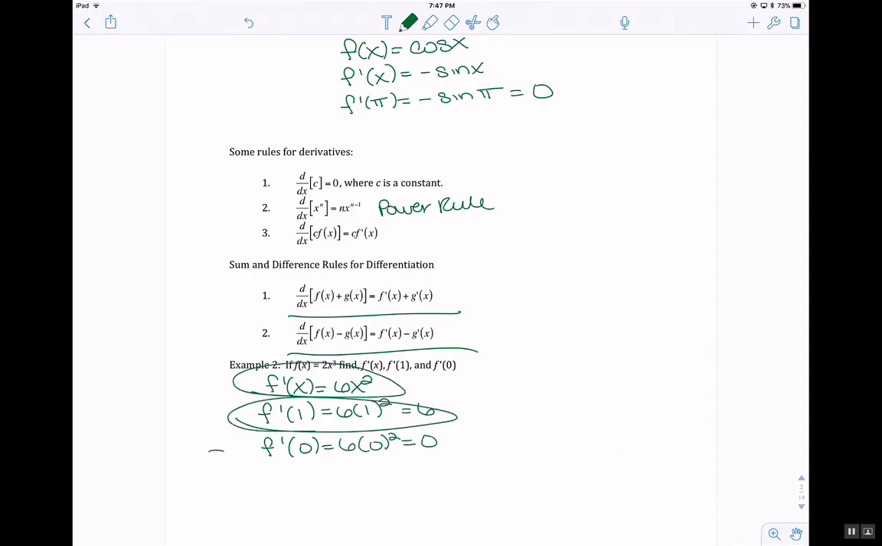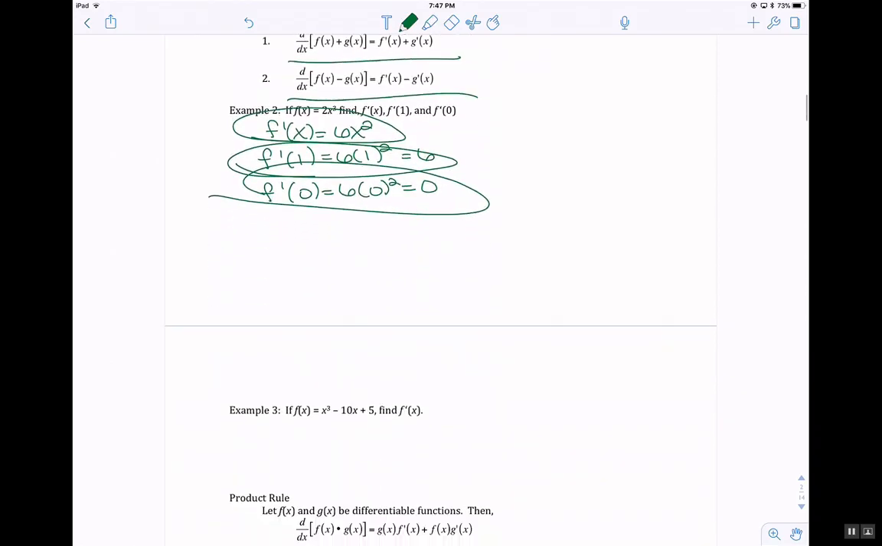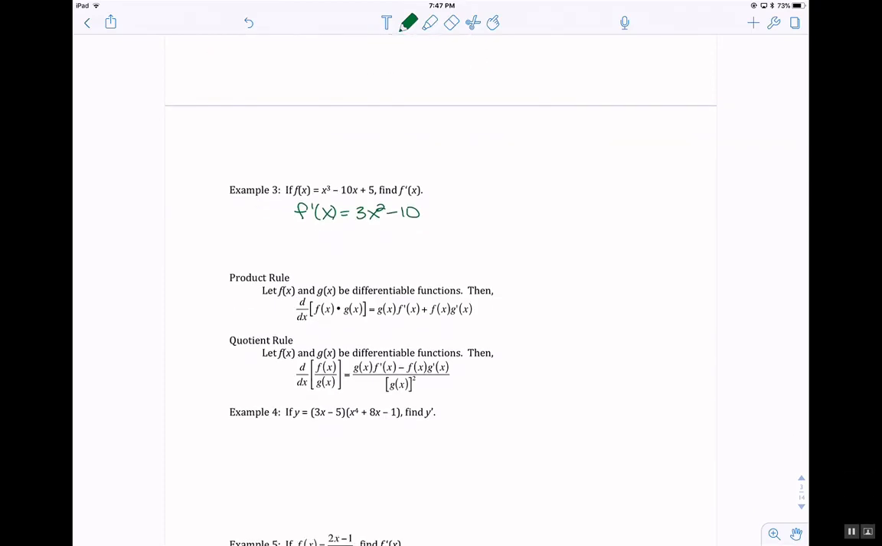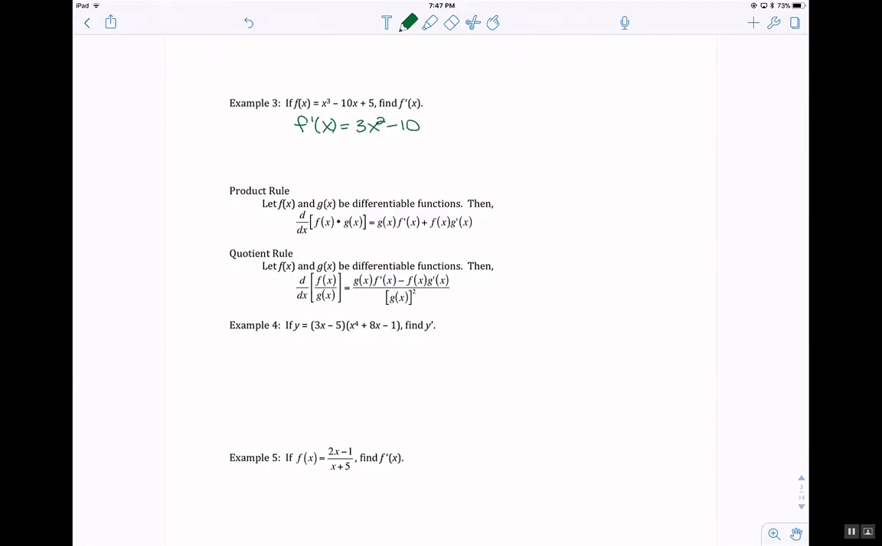Looking at example 3, derivative again, power rule, 3x squared minus 10. Product and quotient rule, we've done before. Second times the derivative of the first plus the first times the derivative of the second is product rule. And then this is like your low d high minus high d low over low squared. And that's quotient rule. So example 4 is product rule.